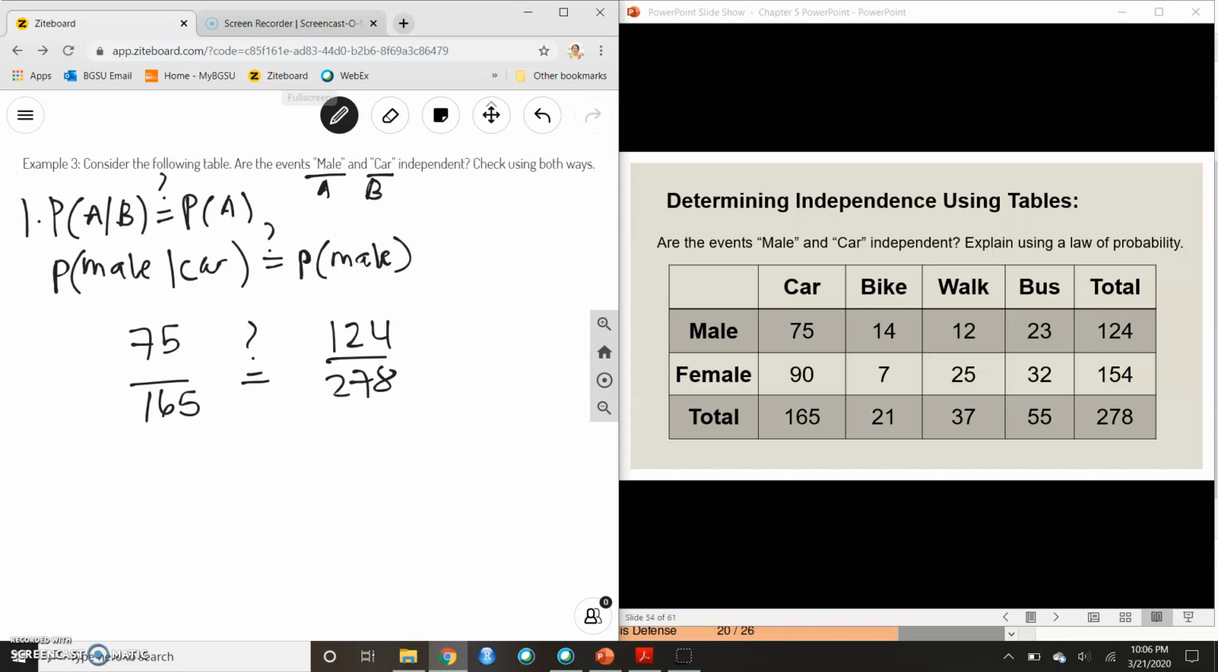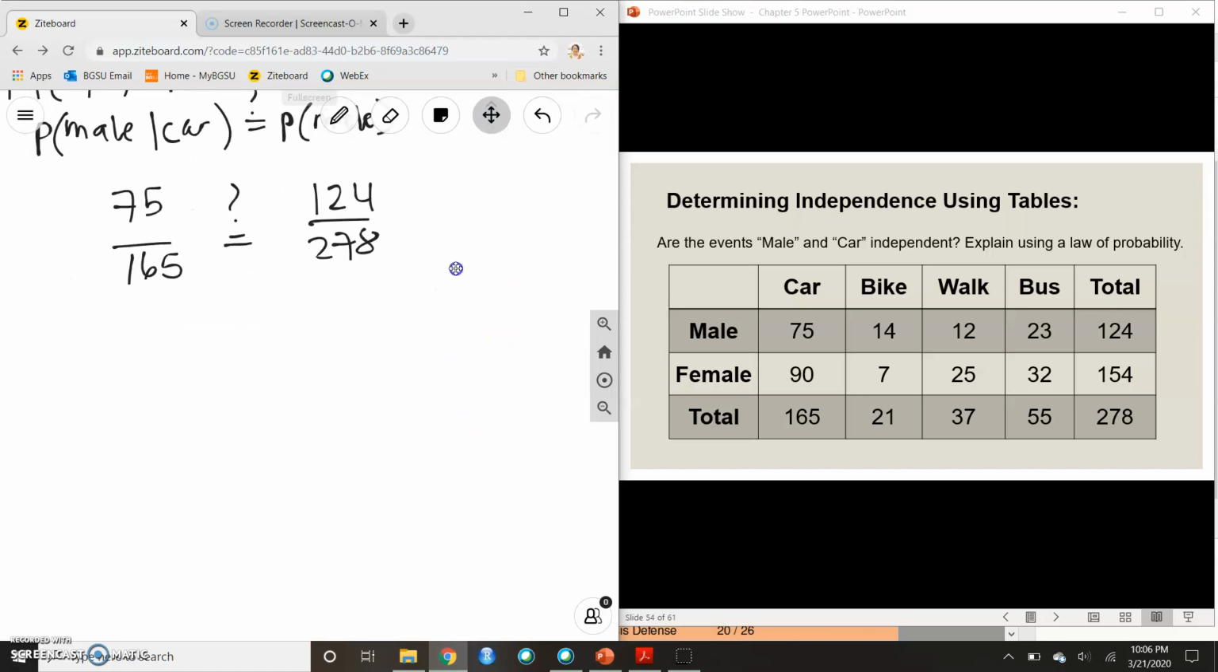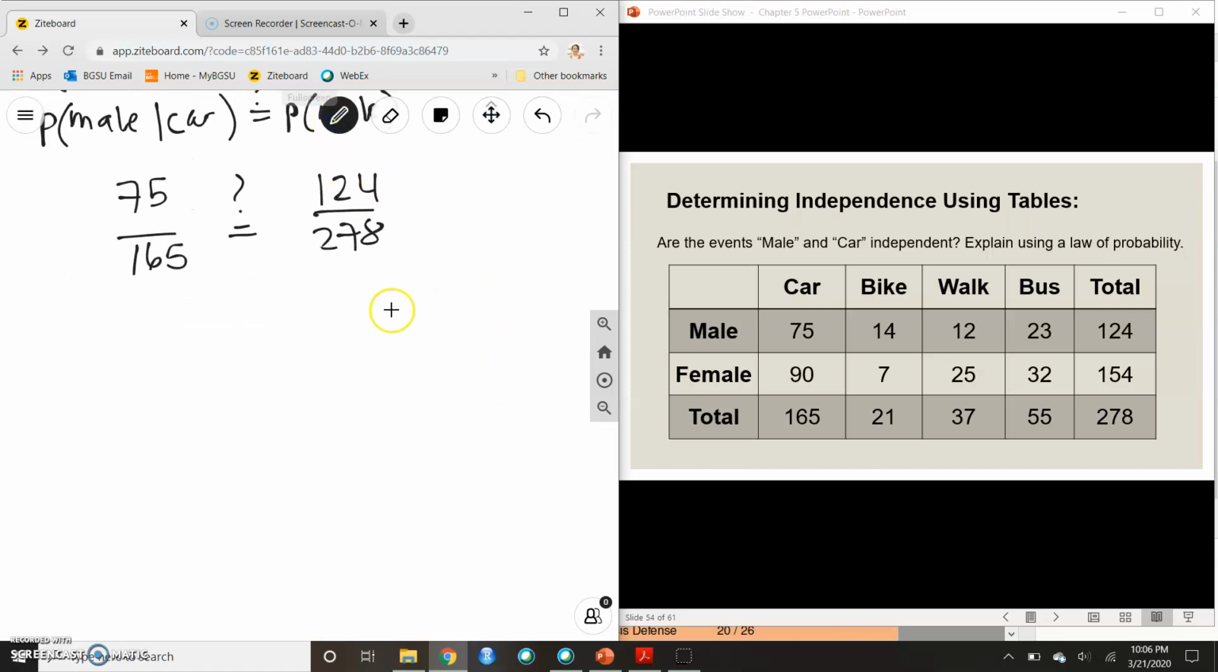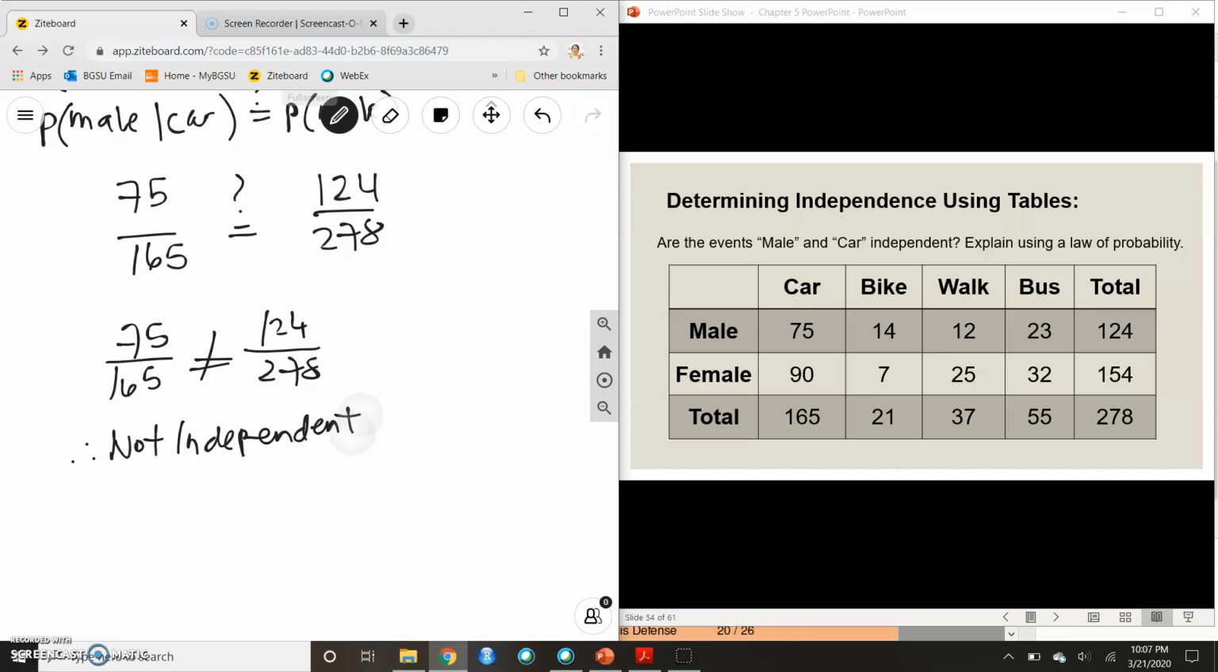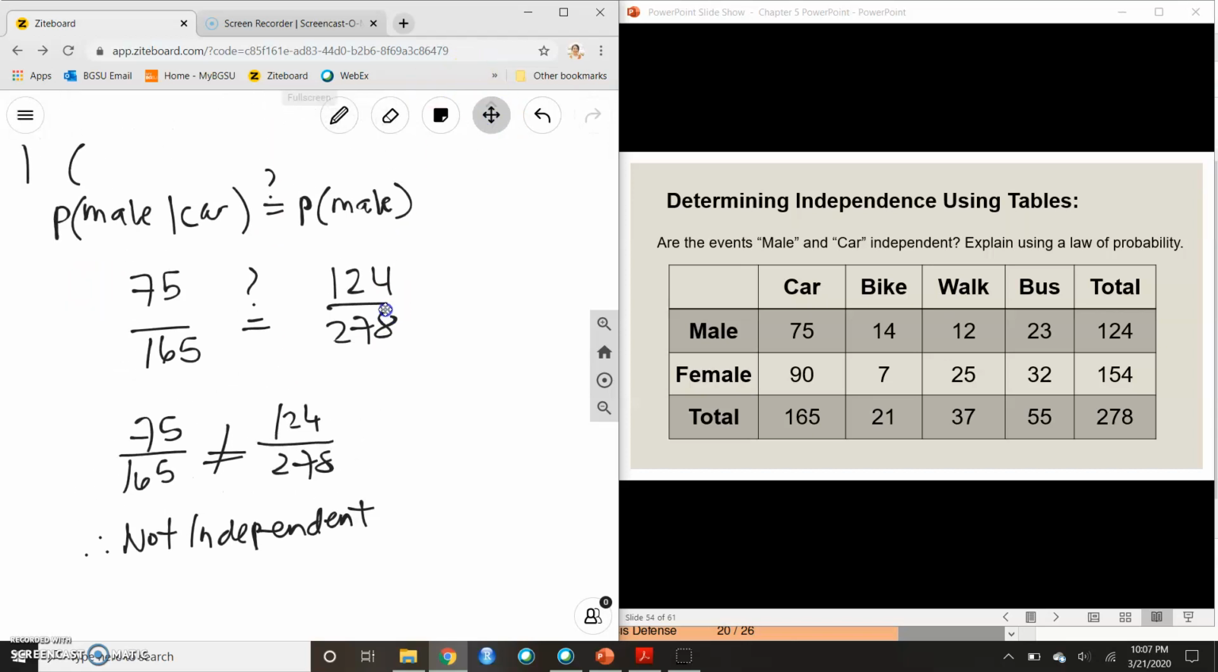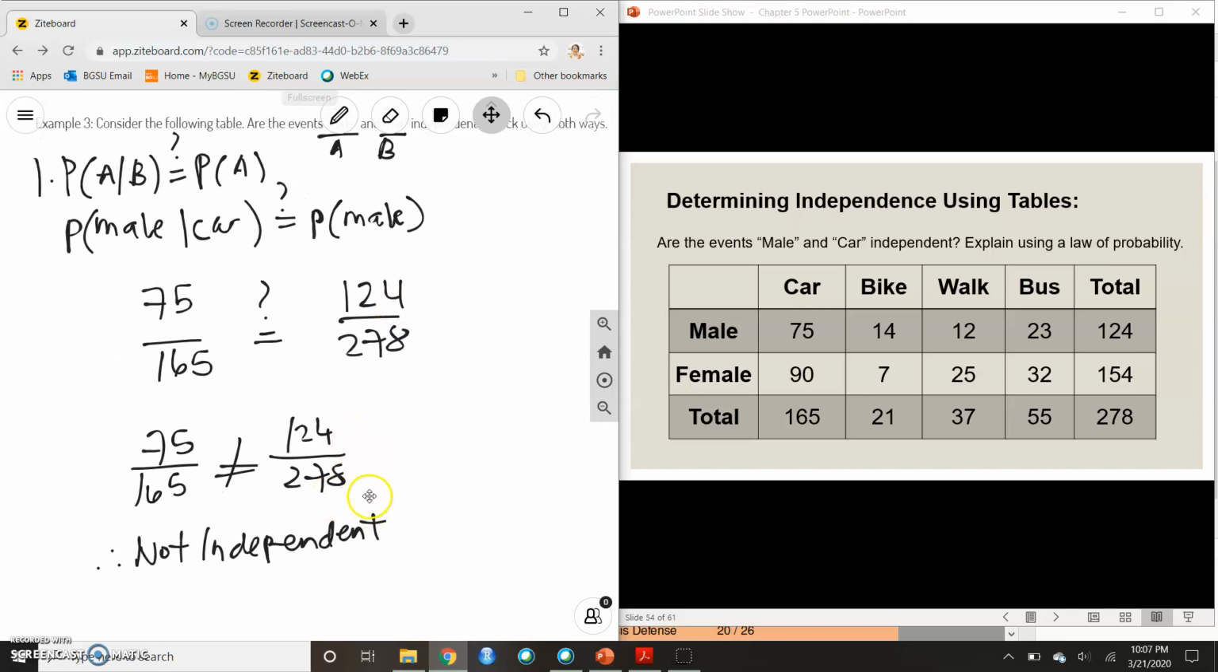So we're checking to make sure that both sides equal each other. If they equal each other, then we can claim that they're independent. If they do not equal each other, then they're not independent. And if you do that, you would find that 75 over 165 does not equal 124 out of 278. And so our conclusion would be that these events are not independent of each other. So using method 1 to check, we find that the two events are not independent of each other.